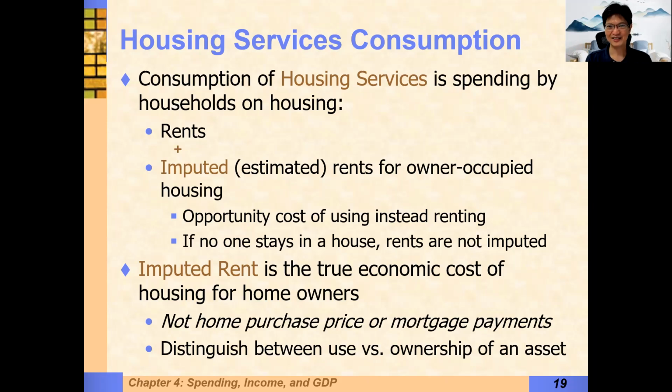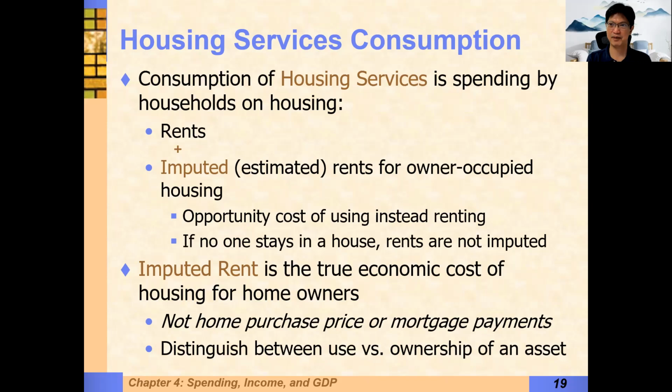That's wrong, right? So we have to calculate imputed rent. Now, imputed rent is the true economic cost of housing, not the amount you paid for the apartment, or even your mortgage payments. People might think, oh, my mortgage payment is how much I'm paying for housing. I bought this apartment for 1 million, that's how much I'm paying for housing. But no, it's the rental you're giving up, the opportunity cost. That's your true economic cost for your housing. So that's what we put into housing services.